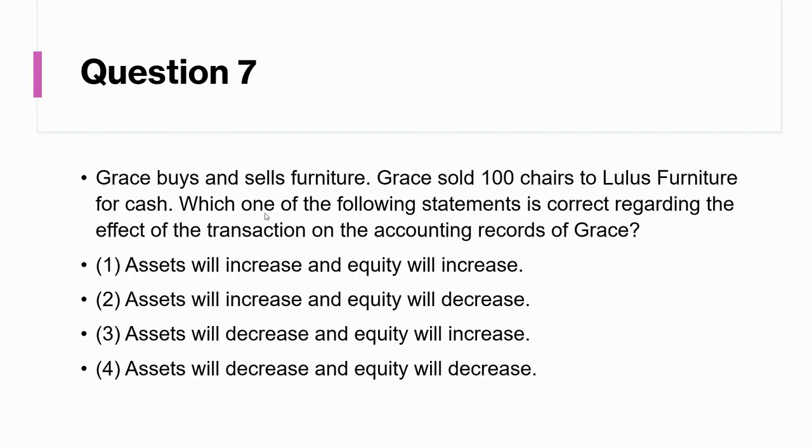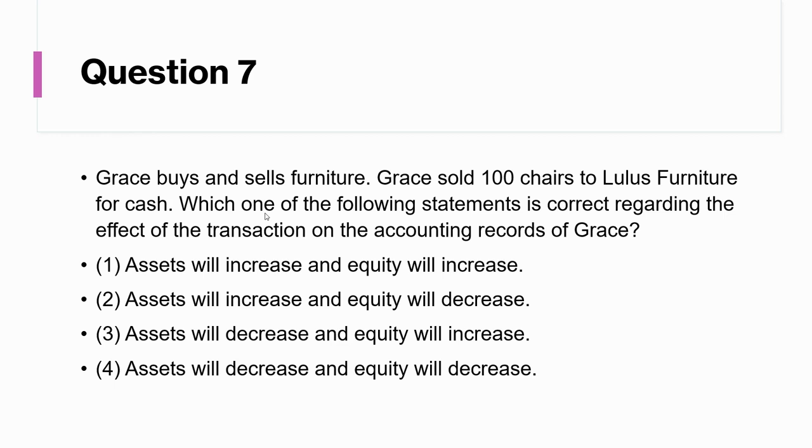Grace buys and sells furniture. Grace sold 100 chairs to Lulu Furniture for cash. Which one of the following statements is correct regarding the effect of the transactions on the accounting records of Grace? So he sold furniture for cash. So it means our bank balance received money, and bank balance is an asset. So our assets increased and also our sales increased. And when our sales increase, that also increases our equity. So what happened here? Assets increased and equity also increased. Let me look. That's option 1.